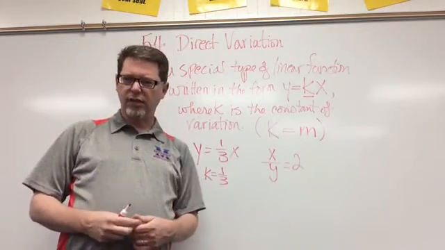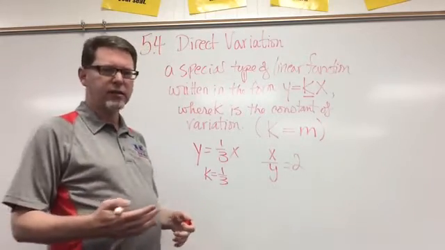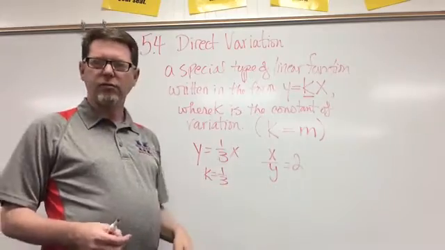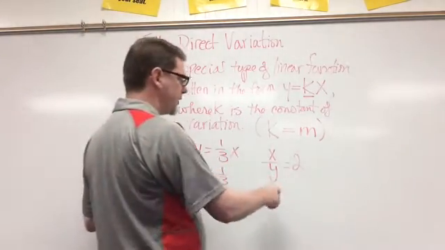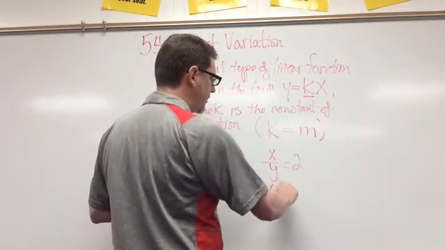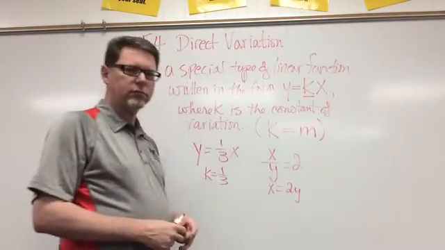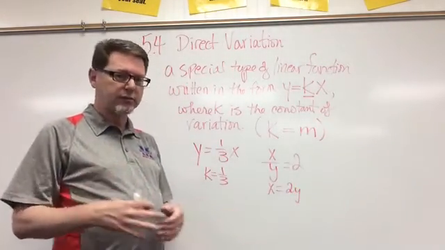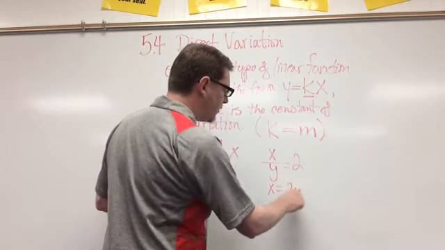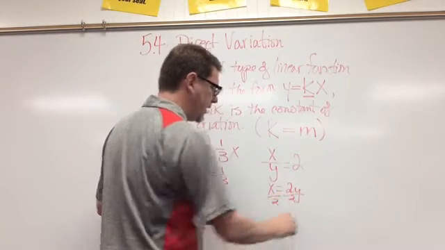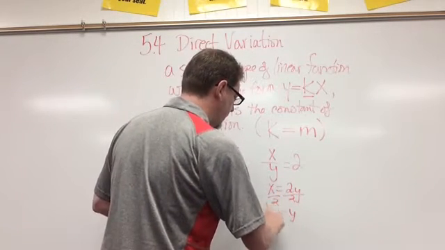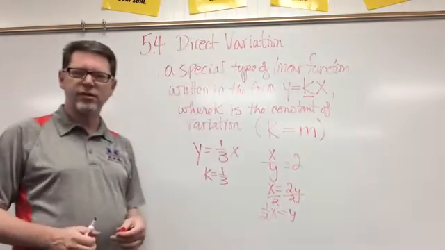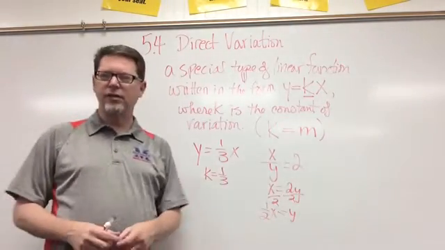Really? Could I say that? Well, let's see. If x over y equals 2 and I multiply both sides by y, I get x equals 2y. We're close, but no cigar. So now I divide both sides by 2 and I get y equals 1/2 x. Is that a constant of variation? Yes, 1/2 is my constant of variation.